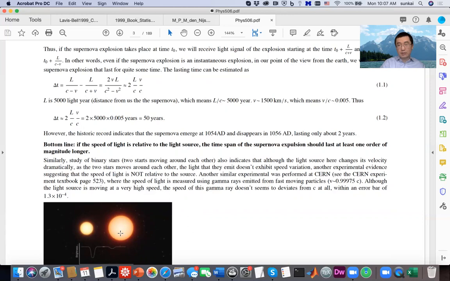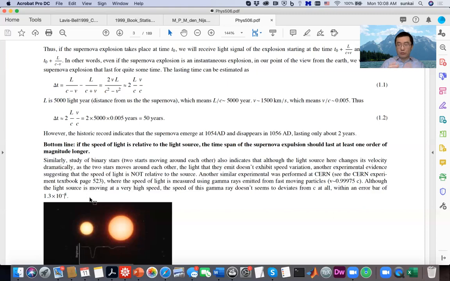Okay. And another example, I think this example was discussed in Jackson's book. That's the experiment performed by CERN. At CERN, basically one can accelerate particles to a very high speed, almost to the speed of light, then measure the light emitted by those particles. So even if those particles are traveling almost at the speed of light, the E and M waves sent out by those particles still travel at the speed of light. This CERN experiment proved to very high accuracy, with accuracy 10 to the minus 4 at least, that the motion of the light source does not change the speed of light at all. So no matter how the light source moves, the speed of light always remains the same.